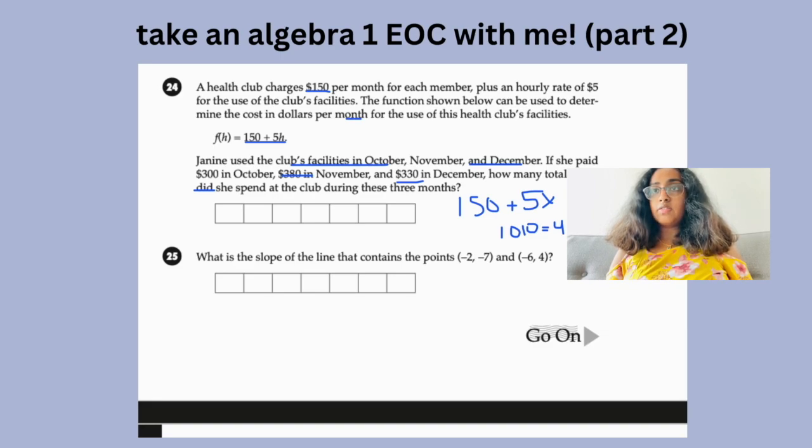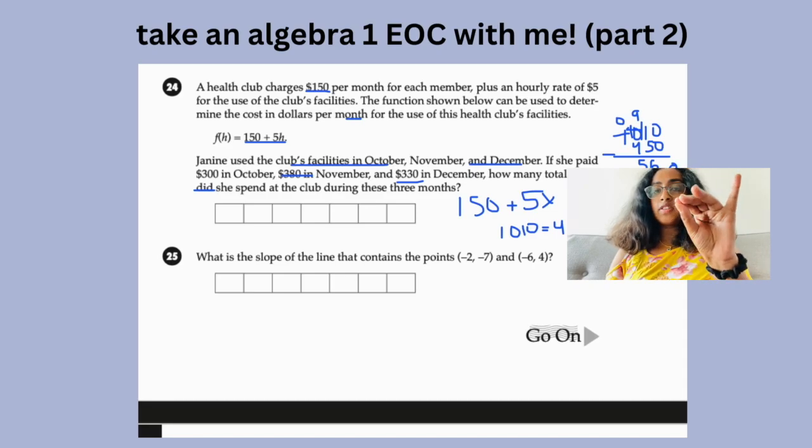So let's do this. 1010 minus 450. Then let's do basic subtraction. 9, 11. 11 minus 5 is 6. 9 minus 4 is 5. So it's 560. And now let's divide this by 5 to find how many hours she spent across all 3 months. So 5 times 1 is 5, and then 5 12s are 60. So 12, 24, 36, 48, 60. So we have 112.